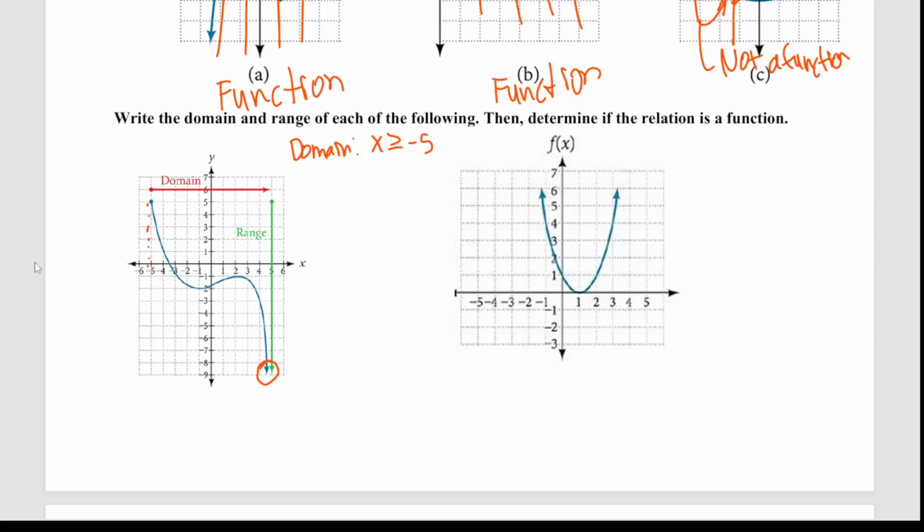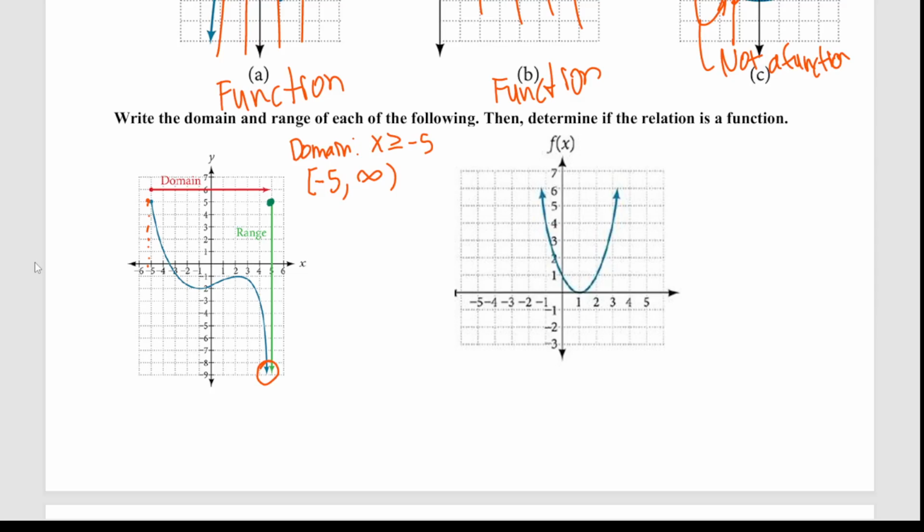the right. The way we would write that in interval notation is bracket negative 5, because we have a closed circle, which means the negative 5 is included, all the way up to infinity with a parenthesis, because philosophically we can never reach infinity. Similarly, for the range, we try to see what's going on up and down.